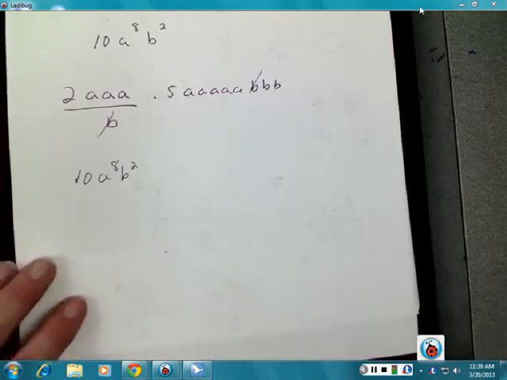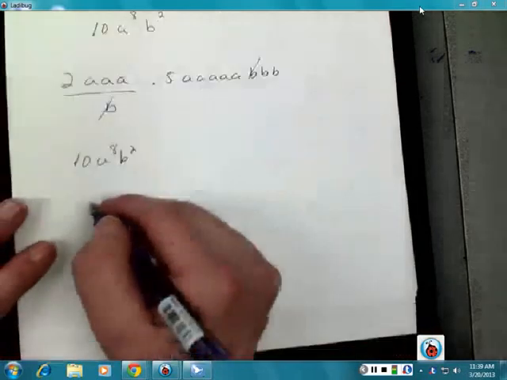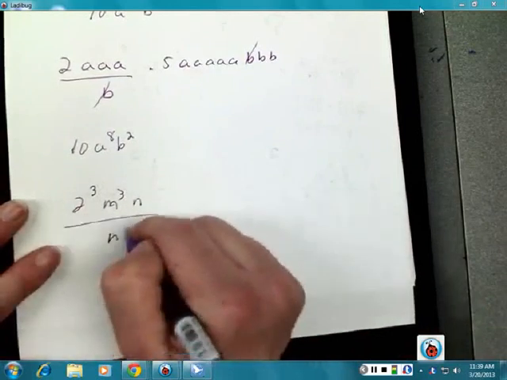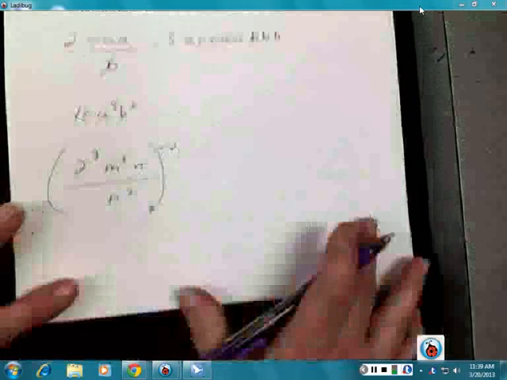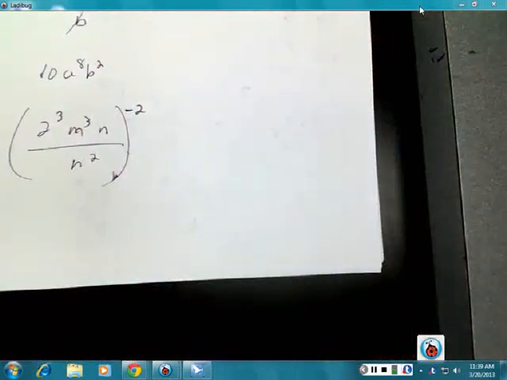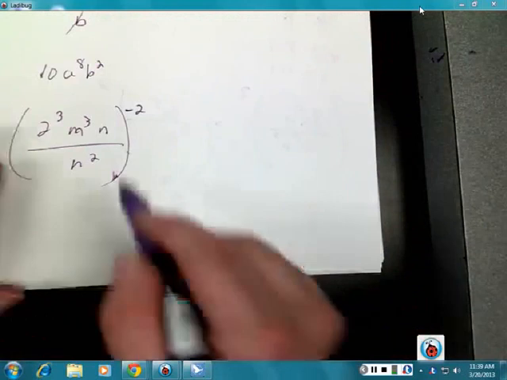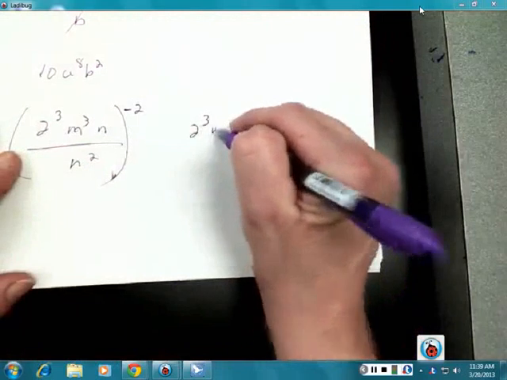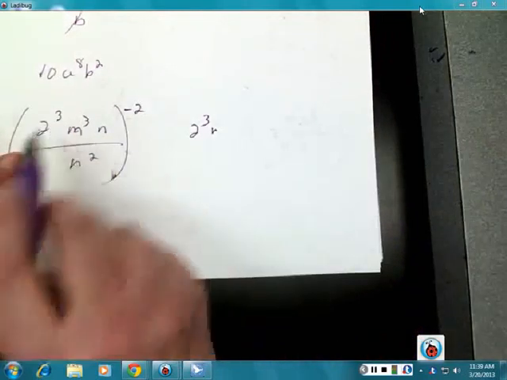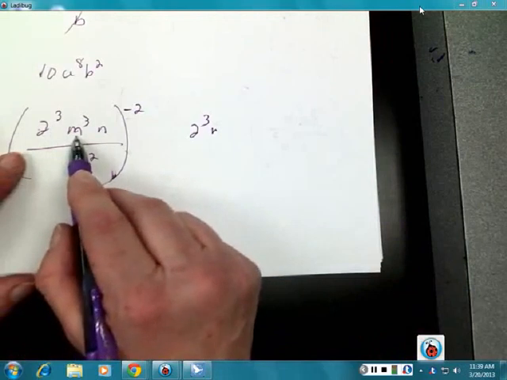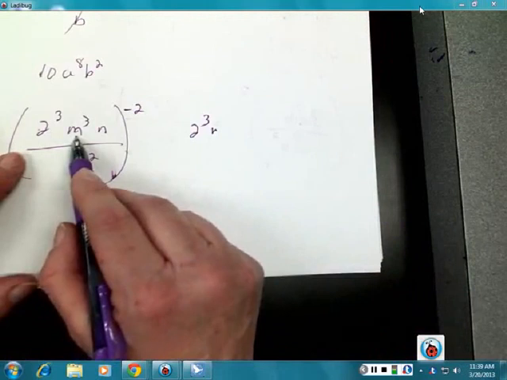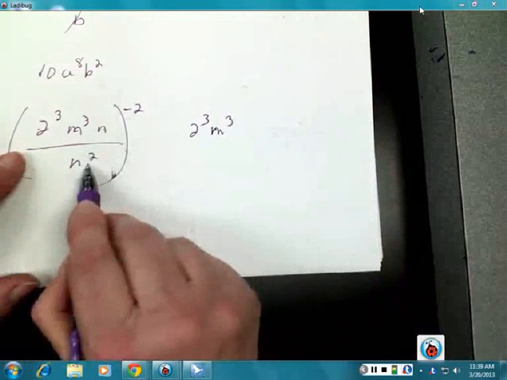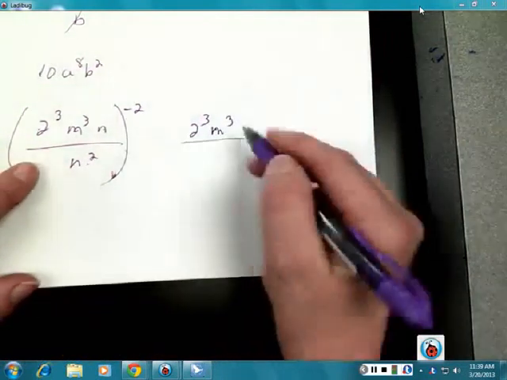Okay, if you have something like this, 2 to the third, m to the third, n, all over n squared, raised to the negative second outside, what happens to this thing? Can I put anything together inside? 2 to the third, I can't put anything with it. What about my m cubed? Nope. N on top and an n squared on the bottom? The n on top cancels and you'll have that on the bottom.